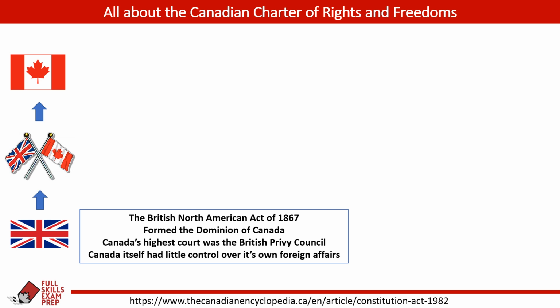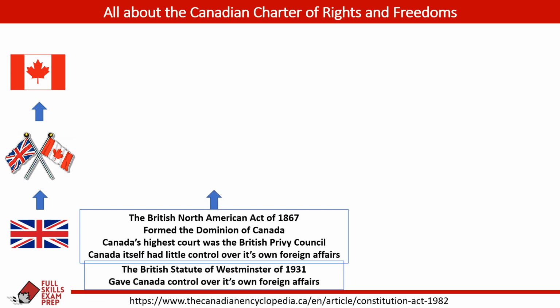So we have the British North America Act of 1867, which formed the Dominion of Canada. At that point, the British government system was in control. The highest court in Canada was the British Privy Council. And the country itself, very generally speaking, had little control over its own foreign affairs, and domestic affairs were limited as well.